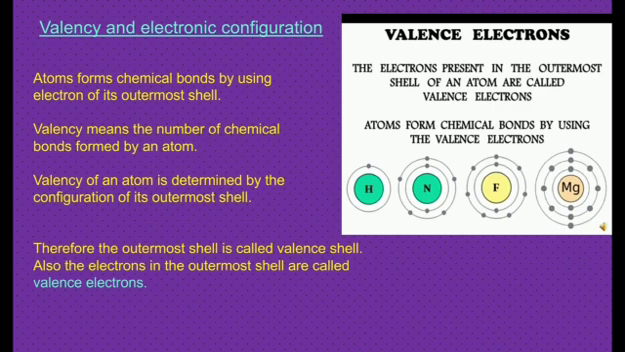4 diagrams are given over there. Just have a look at the diagram. First one, hydrogen atom. Only one shell is there. That will be the outermost shell. It contains only one electron. So, its valency is 1. Last, magnesium. 3 shells are there. So, the outermost shell is the third shell. It contains how many electrons? Only 2. So, its valency is 2.